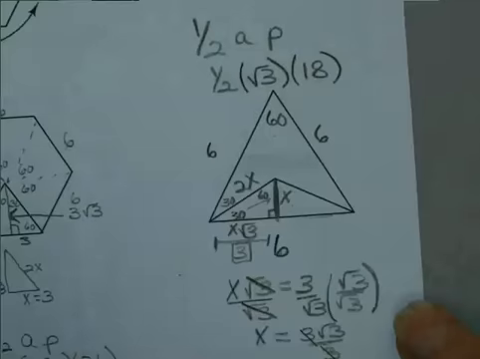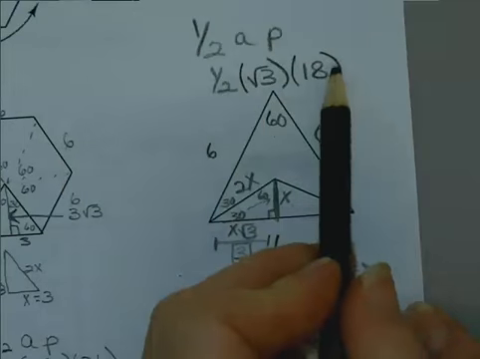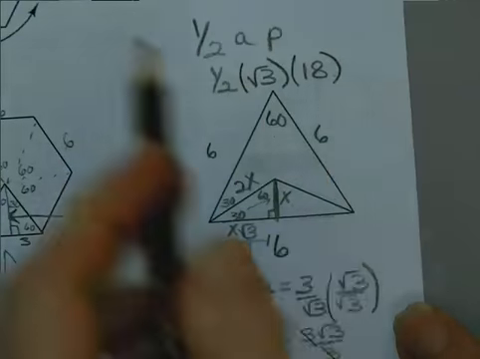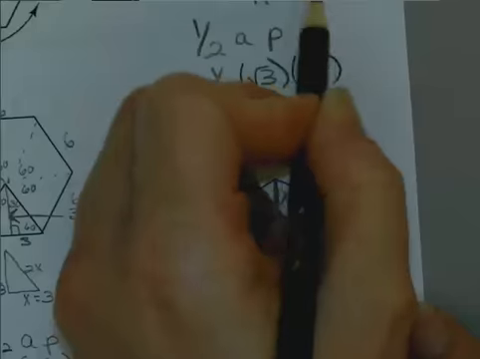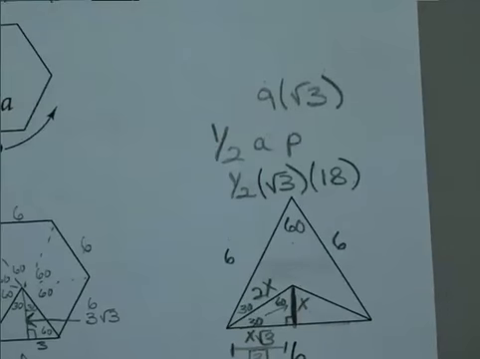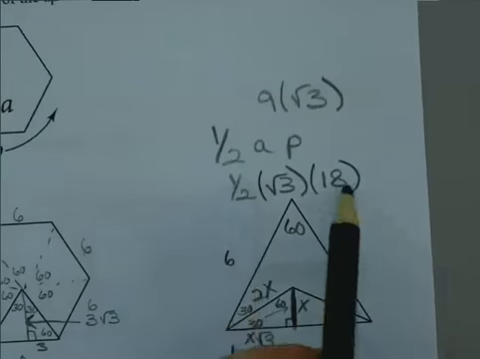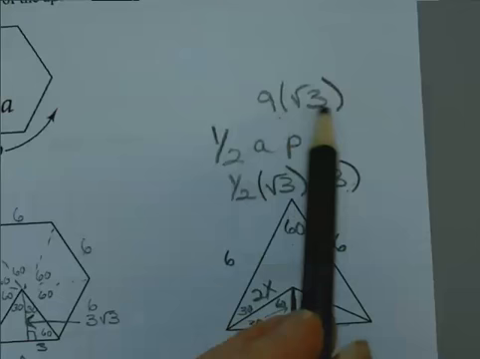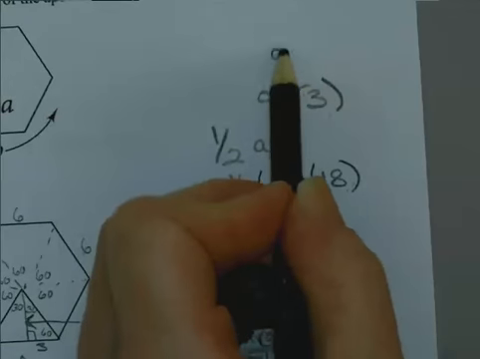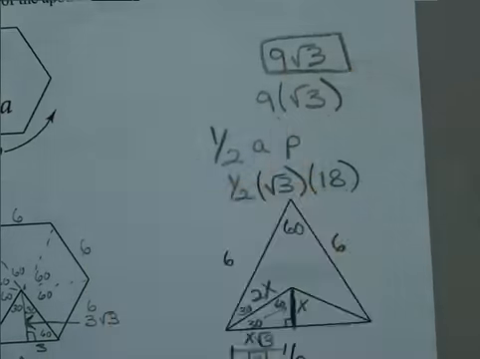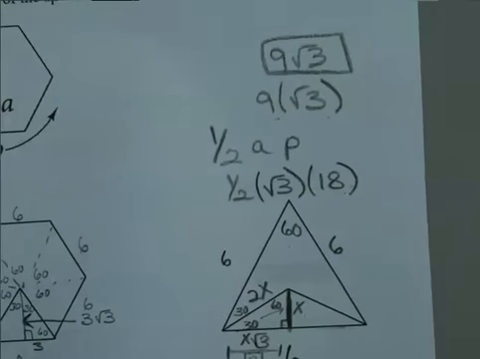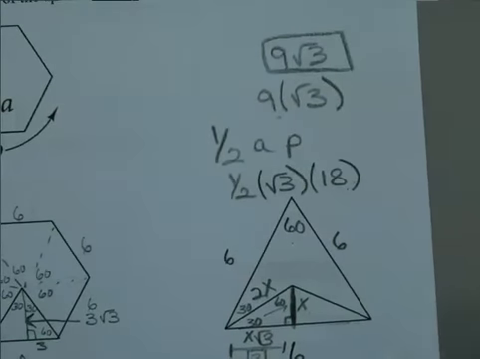So let's take half of 18. That's going to give us 9. So we're going to have 9 times the square root of 3, which is just 9 square root of 3. That one was just a bit challenging, but I think you can work through it. Okay, let's go to the back.